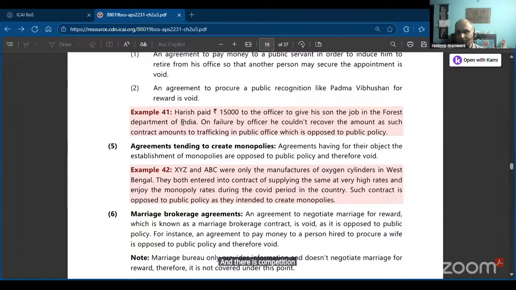There has to be competition. Or let's say there are bread manufacturers in Bangalore: Modern Bread, Koshy's, some 3-4 bread companies. They join together, like the example of oxygen cylinders during Corona. So any agreement where you become the sole supplier of goods, where you're trying to prevent other people from selling in the market, those agreements are null and void. Understood or no? Yes, sir.